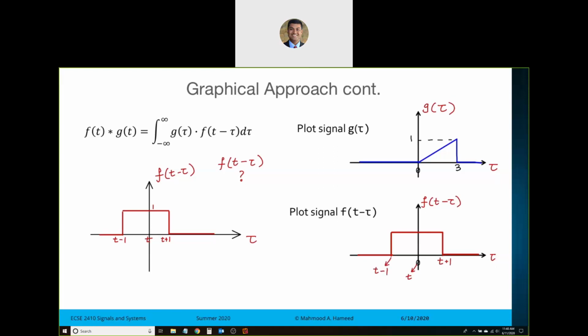Now, I like to think of this t as a set of wheels. The set of wheels that this signal f of t minus tau is on. And those set of wheels will allow this rectangle to move from left to right. And as you are changing that, moving that from left to right, you're essentially incrementing t. So we are ready with g of tau and f of t minus tau now.